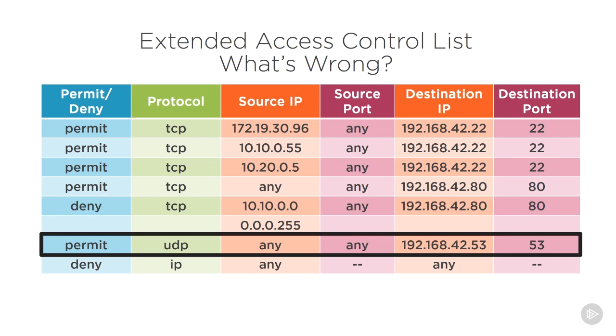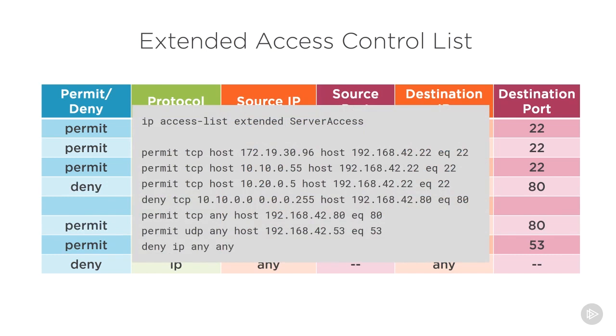So here we flip that. We're going to change our protocol to UDP. Source address can be anything. Source port can be anything. Destination IP address is 192.168.42.53, and then our destination port of 53. And then our last line there is deny anything else. If we convert that to an access control list here, I've labeled this as an extended named ACL. I've called it server access, and I've written the lines out as follows.